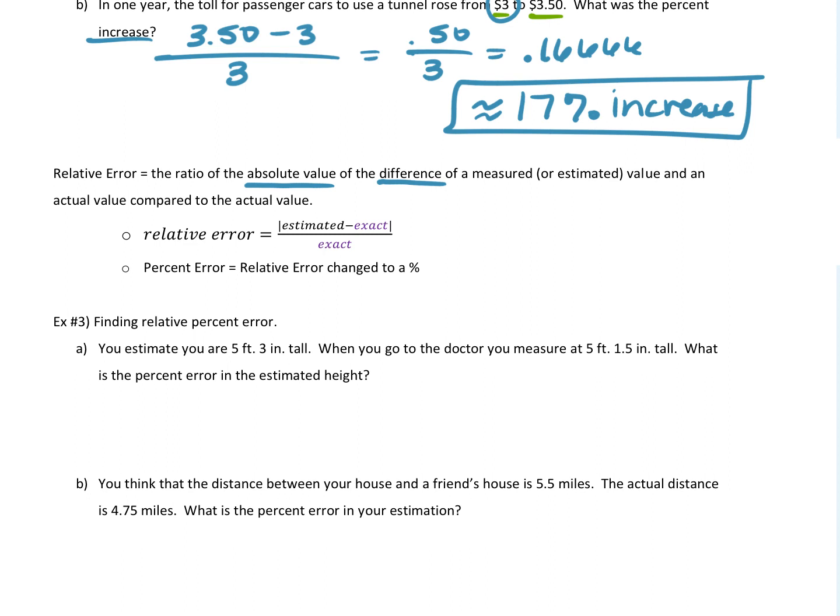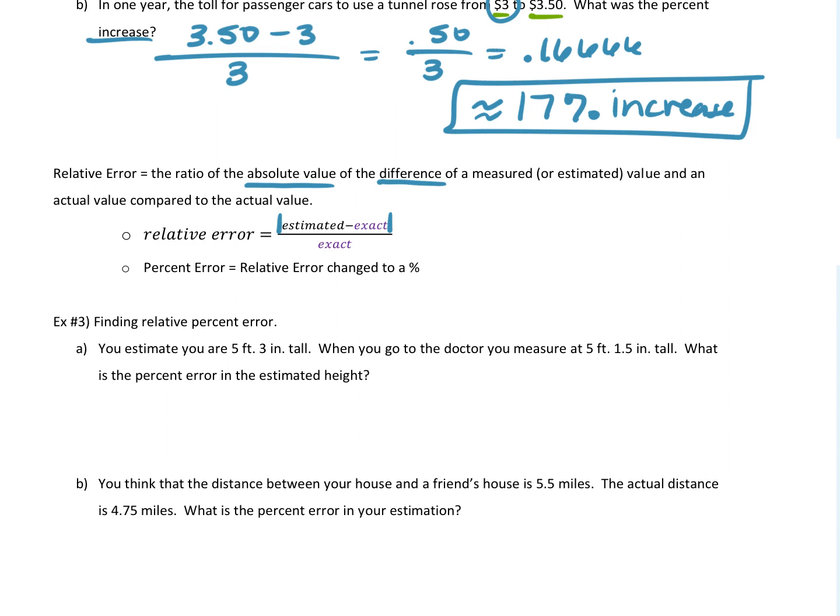Okay, so here's the deal. You have this setup, absolute value of the estimated amount minus the exact amount. What happens with absolute value?